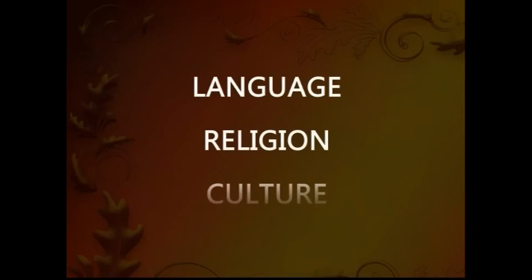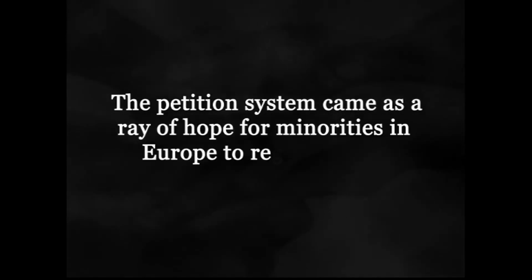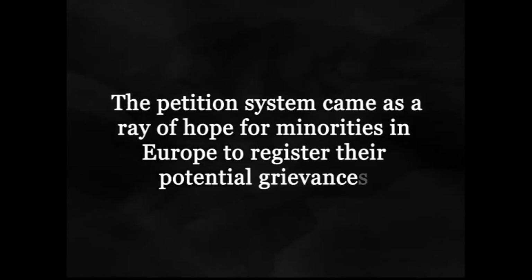Within the League system, another prospective attempt to address minority rights was experimented with in the mid-1920s in the form of the petition provision. The petition system can be regarded as a special measure designed to ensure the ability of minorities in terms of language, religion, and culture. The League of Nations protection regime superimposed some elements of collective rights and moderated majority-minority tensions. The petition system came as a ray of hope for minorities in Europe to register their potential grievances.